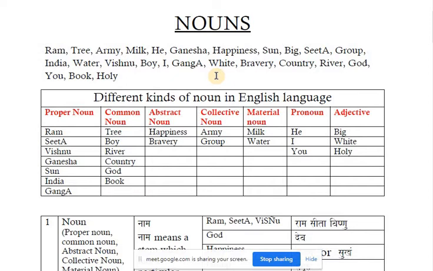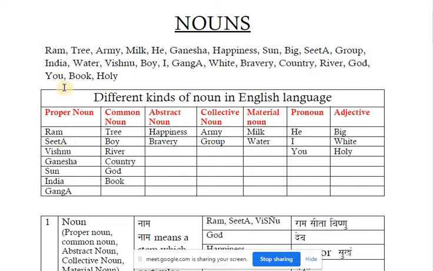So here, different kinds of nouns we have in the English language. Now let us categorize. For example, in the English language, proper noun is there, common noun, abstract noun, collective noun, material noun, pronoun, adjective. All these types of nouns we find in the English language. You must be aware of this, right? Suppose, what is a proper noun? A name of a boy or a girl or a thing, right? A particular name is called a proper noun.